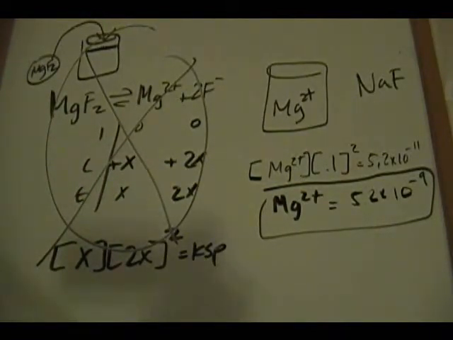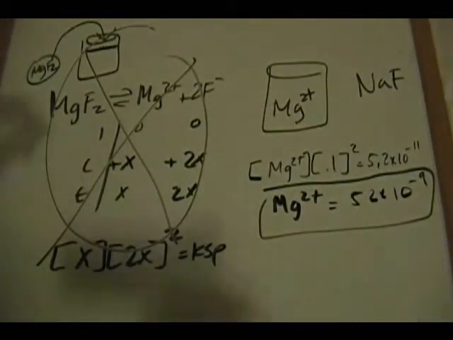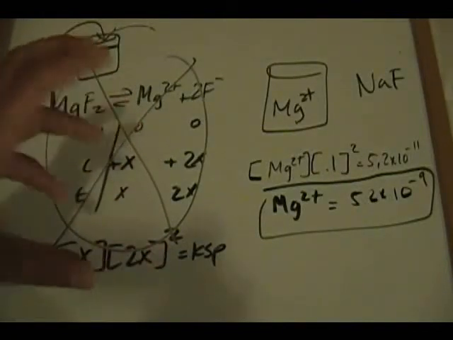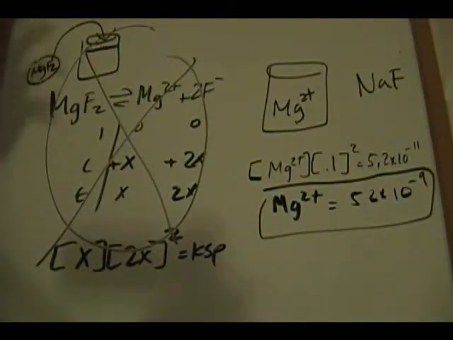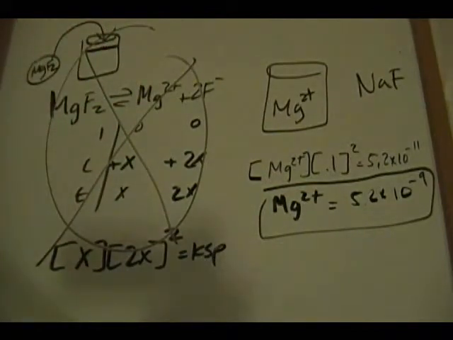So figure out the concentration. For example, we're asking how much magnesium was required to precipitate out magnesium fluoride, and we realized it was 5.2 times 10 to the negative 9. Even though this question is not really that realistic, again, the purpose was to get you guys to understand some other aspect of KSPs. So there you go, and that will conclude the series on KSPs.